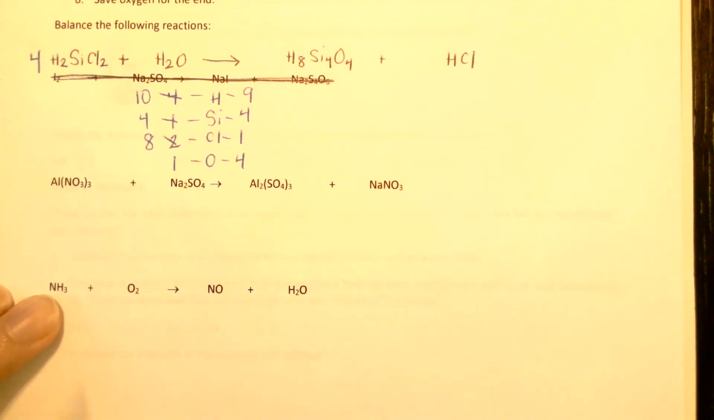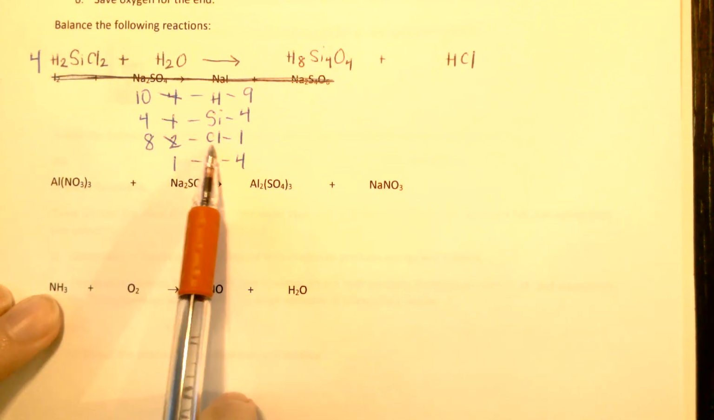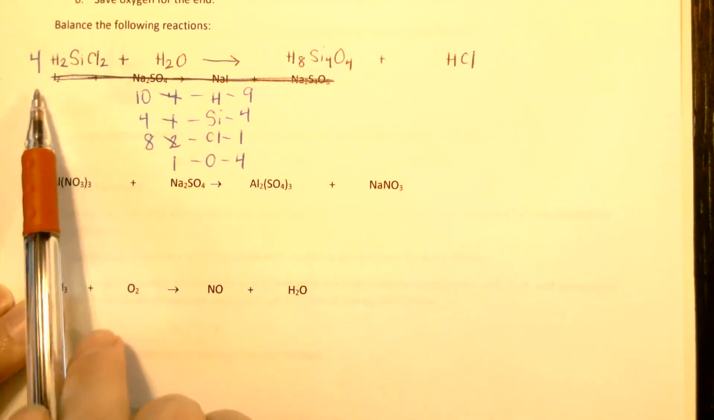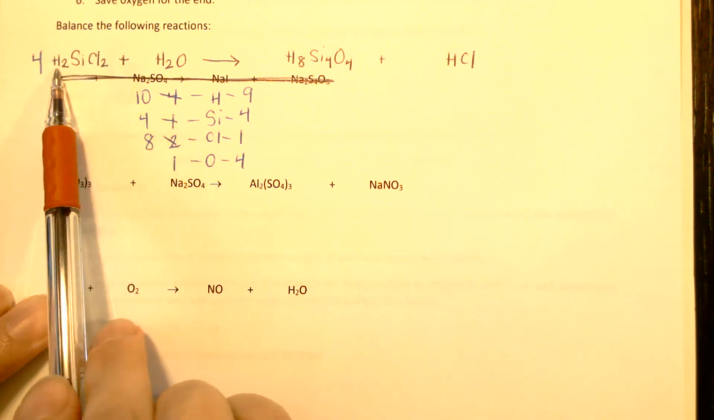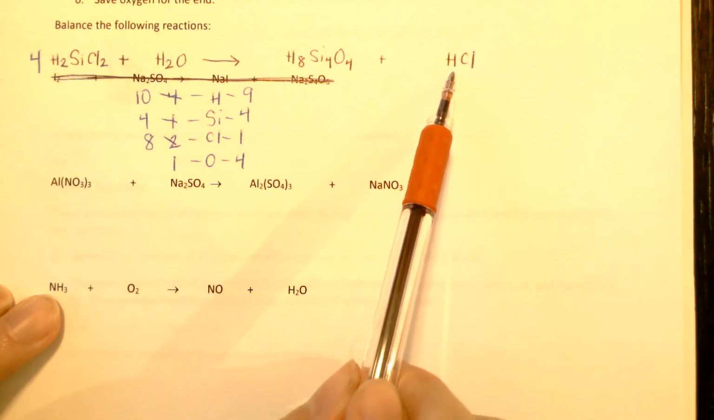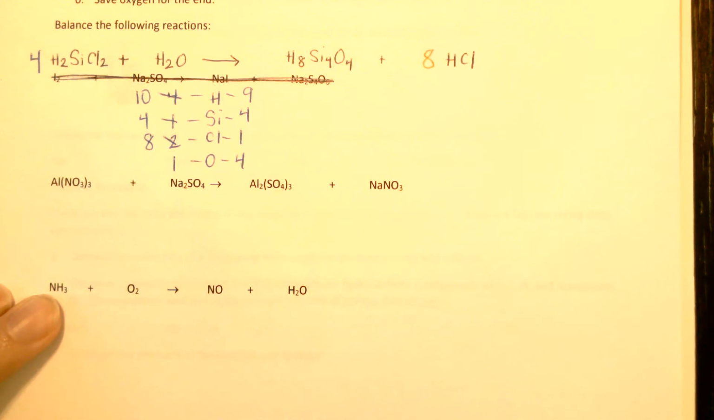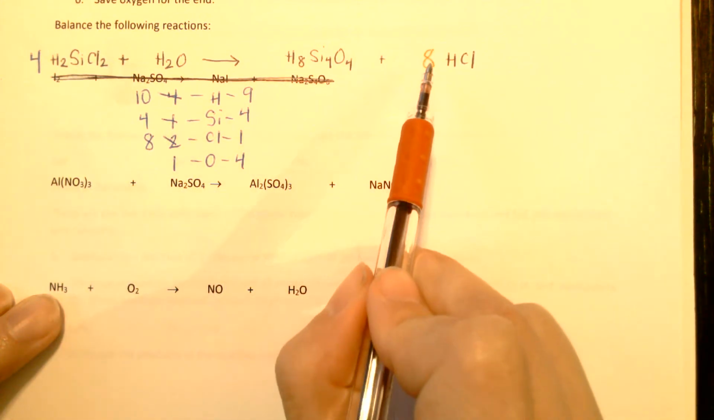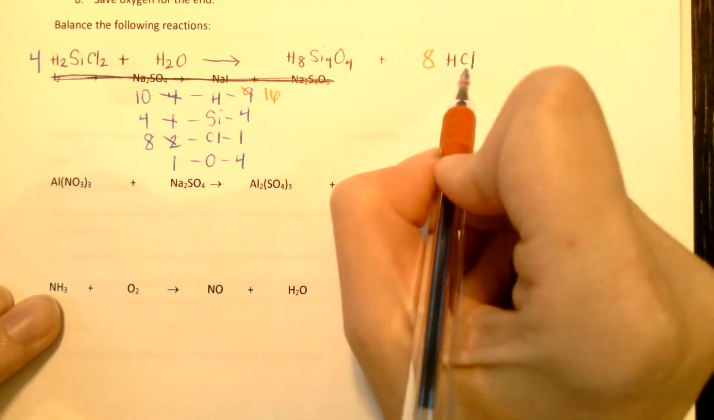Okay, so next, let's go with Cl. I guess we're going to go next to Cl since it's just in one place over here. Okay, so we have 8 Cl's on this side. So to get 8 Cl's on this side, this is going to need to be an 8. When we do that, now we have 8 hydrogens plus another 8 gives us 16. And now our Cl's, 8 times 1, gives us 8 of those.